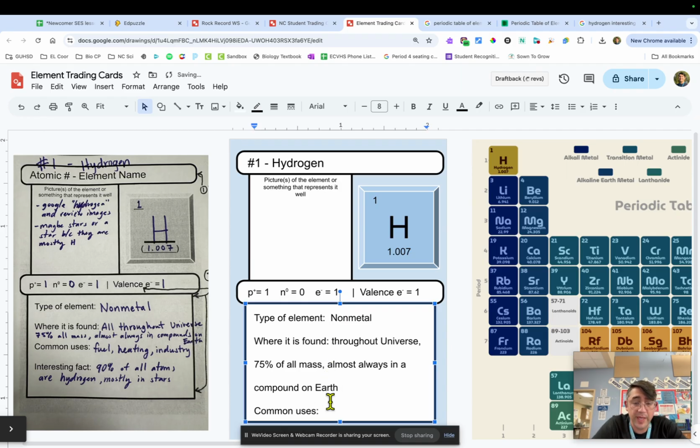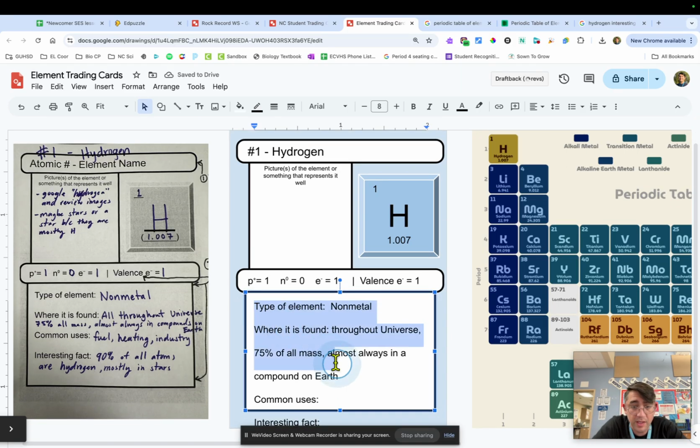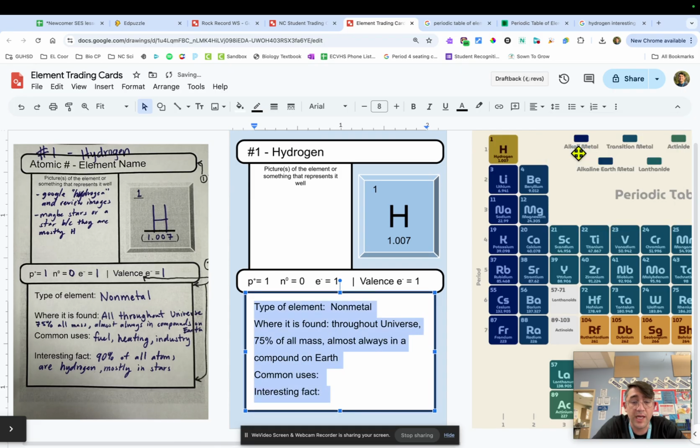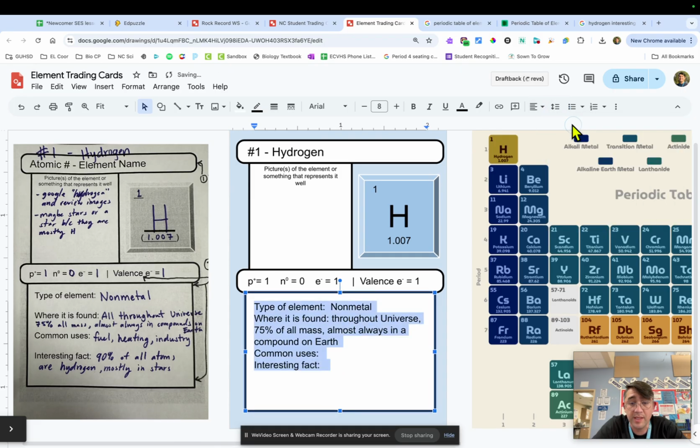Okay, and you see my spacing is getting a little bit messy, so I'm just going to highlight all of my text here. I'm going to shrink it down a little bit. I probably need to maybe even go to single spaced. Okay, to make this stand out more, I'm going to highlight type of element, bold; where it's found, bold; common uses, bold; interesting fact, bold. Okay, so here we go. I'm going to make this lowercase so it's consistent.